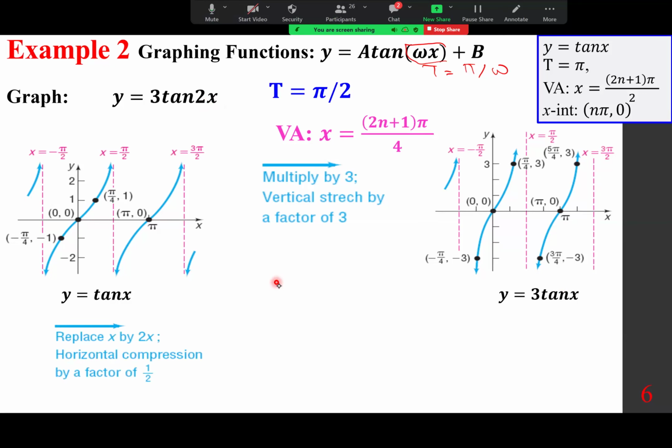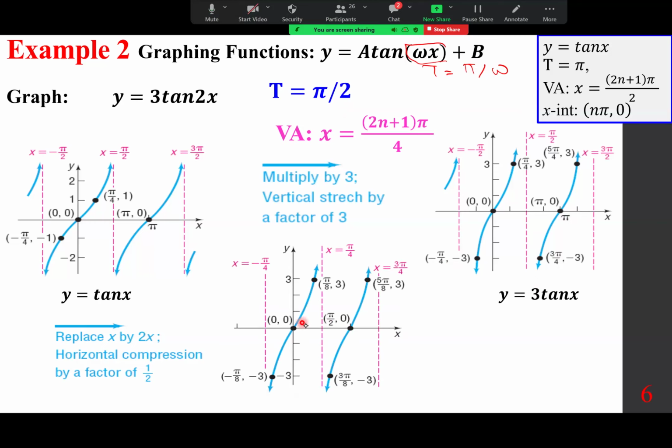Because what happens, instead of going from negative pi over 2 to pi over 2, it goes to half of that. So it goes from negative pi over 4 to pi over 4. It has an effect along the x-axis. So the period is pi over 2, which means we're going to go from negative pi over 4 to pi over 4 for a complete cycle. So this pi over 4 cut in half becomes pi over 8, 3. And this negative pi over 4 cut in half, negative pi over 8, -3.